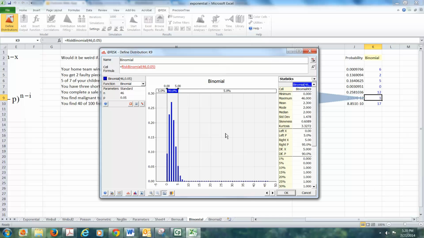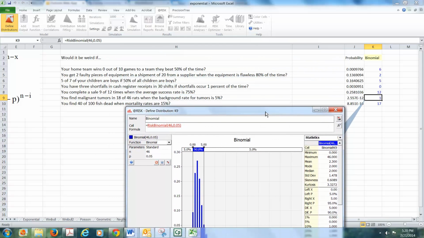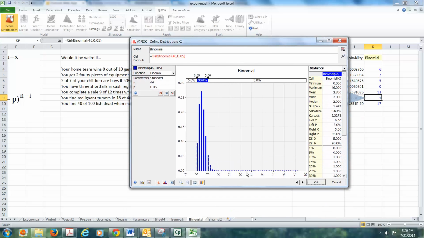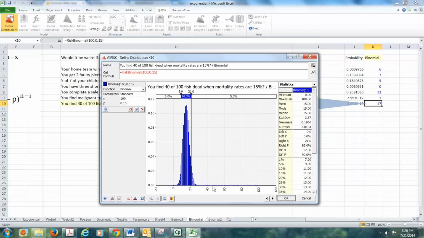These are the 46 different rats. And we're looking at a 5% background of tumors, and 18 rats got tumors. That's an incredibly small number. It looks like there might be a better explanation for this than that we were just dumb lucky. And finally, for our 100 fish, we had 40 out of 100 that died, and you can see that also is incredibly unlikely. But what this binomial distribution has done for us is it showed us the variability in the world, the range of outcomes from no fish die all the way up to all of them die.